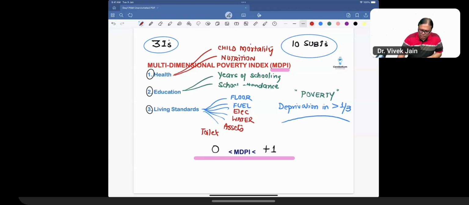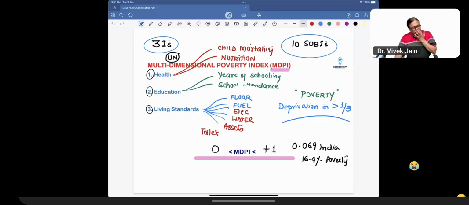Now, when we calculate according to these guidelines, which was actually given by the UN, United Nations, India was found to have 0.069 MDPI, having 16.4% poverty. Now, 16.4 is a very high number. Actually, it may be many, many times higher. But then government knows how to tweak the data.